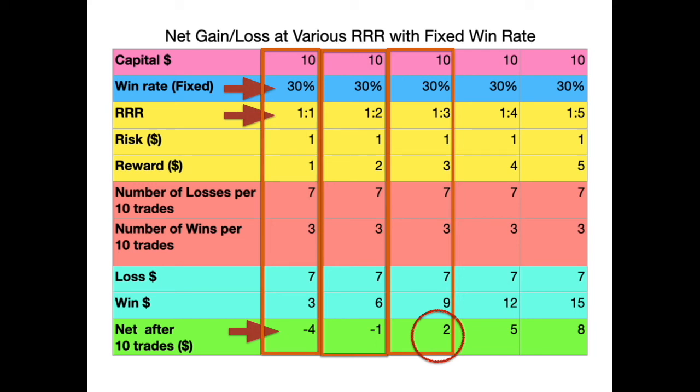So this tells you that you should not take trades with RRR less than 1:3. Because if your RRR is at 1:2, you lose $1. If it's 1:1, you lose $4. At 1:3, and the win rate of 30%, this is your tipping point. You end up with a gain rather than a loss if you limit your RRR to nothing lower than 1:3.